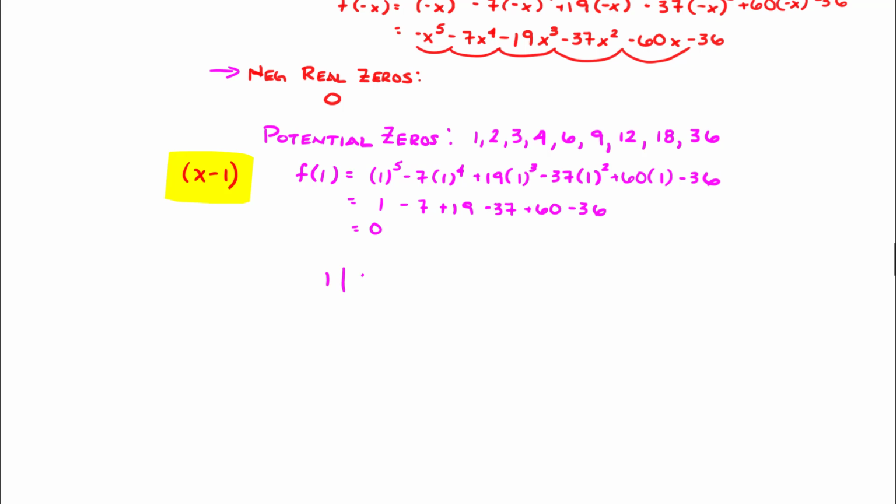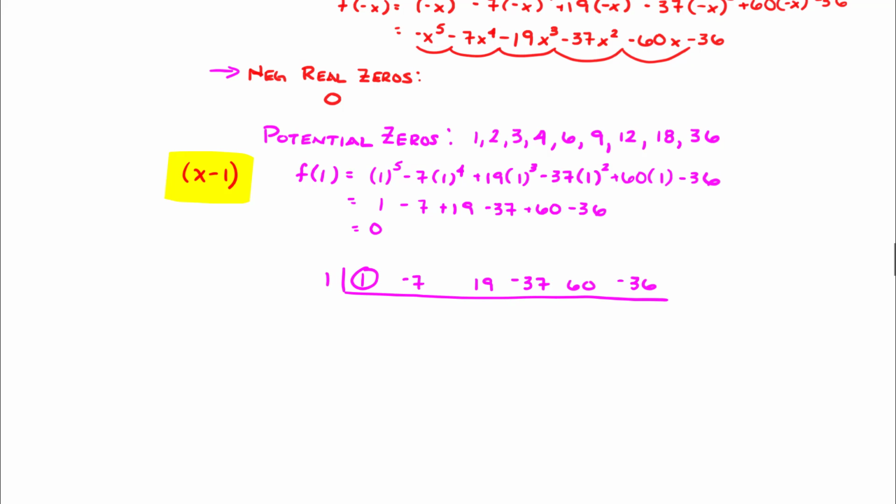Remember, we want to try to find a depressed equation. We're starting out with a 5th degree polynomial. So even a 4th degree is not going to be the easiest thing in the world to factor, but let's go ahead and depress this down to a 4th degree polynomial. So the coefficients on our original function are 1, -7, 19, -37, 60, and -36.